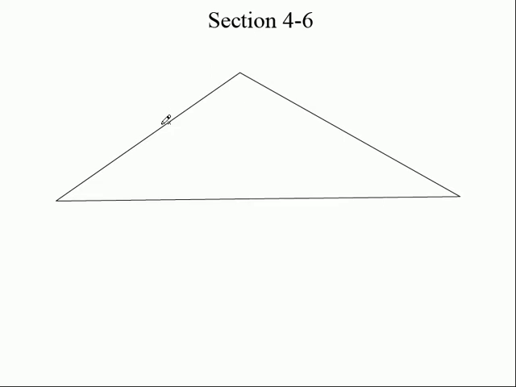Okay, watch this triangle right here. We've talked about these types of triangles, but if I told you that this side was equal to this side, what kind of triangle do we have here? It's an isosceles triangle. Good.